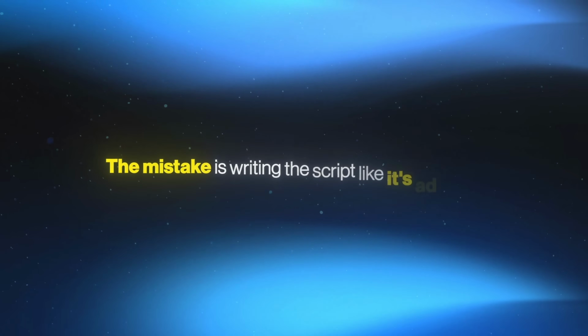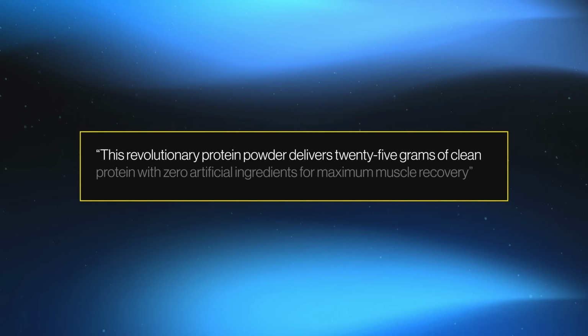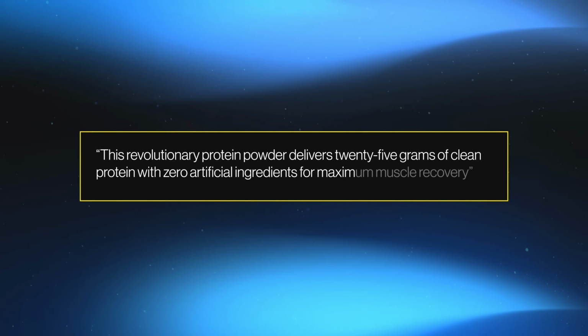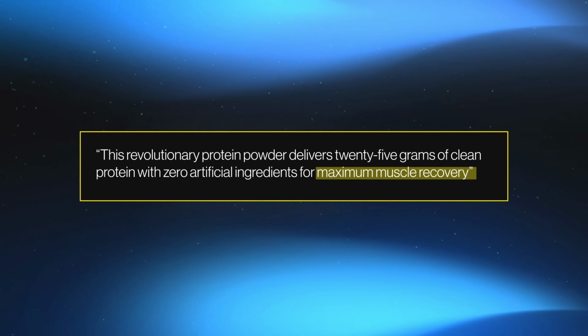The mistake is writing the script like it's ad copy. Something like this revolutionary protein powder delivers 25 grams of clean protein with 0 artificial ingredients for maximum muscle recovery. Nobody talks like that in real life. No one has ever recommended something to a friend using the phrase maximum muscle recovery. The reason UGC works is because it sounds like a real person just sharing what they actually use.